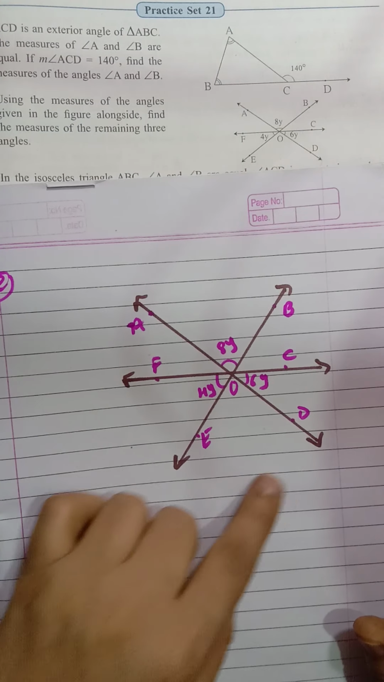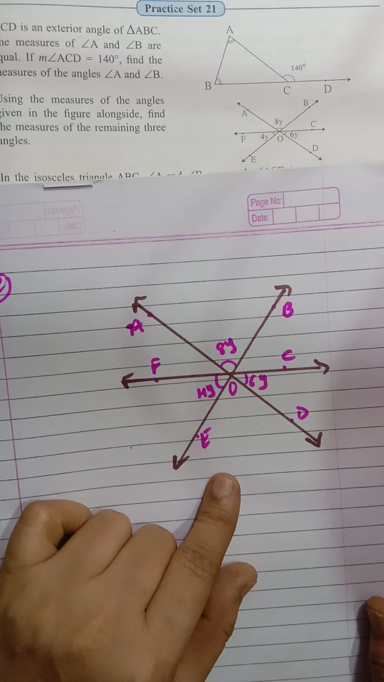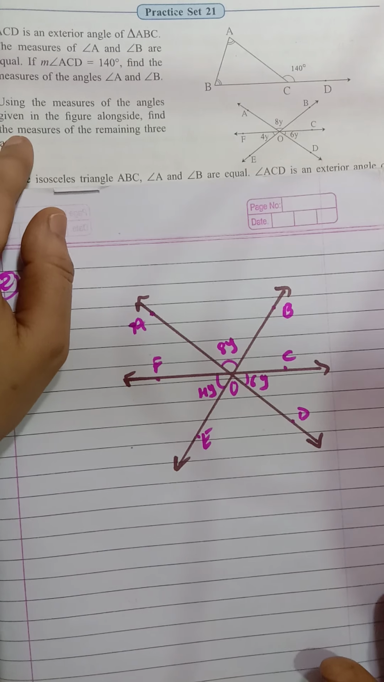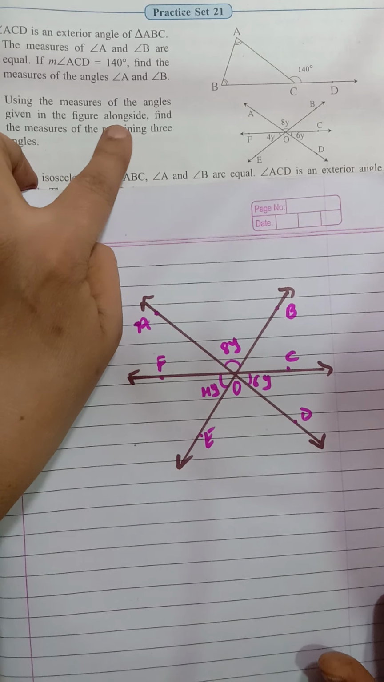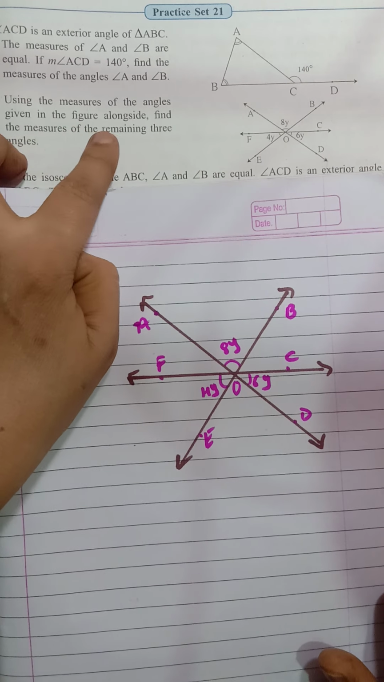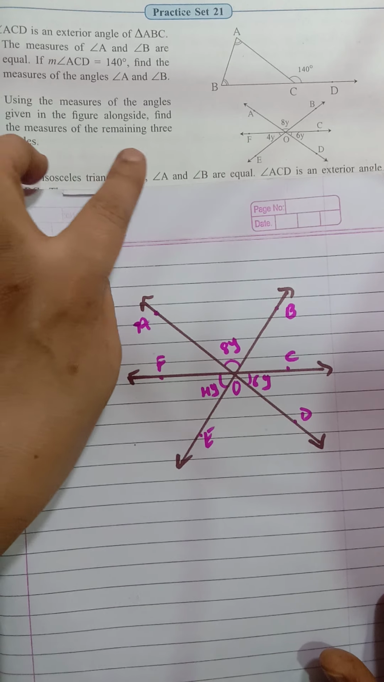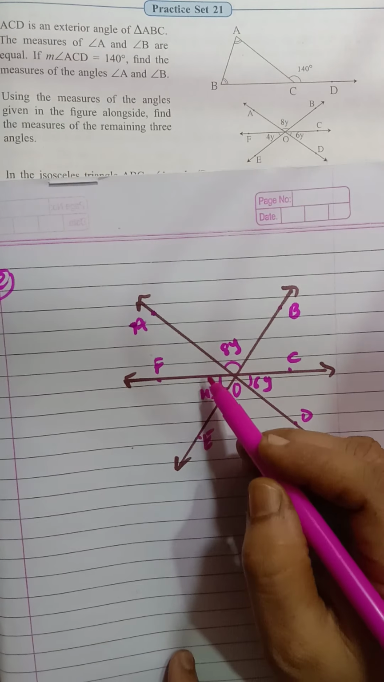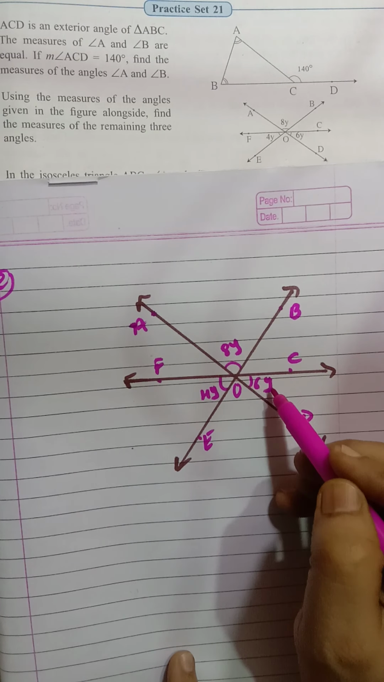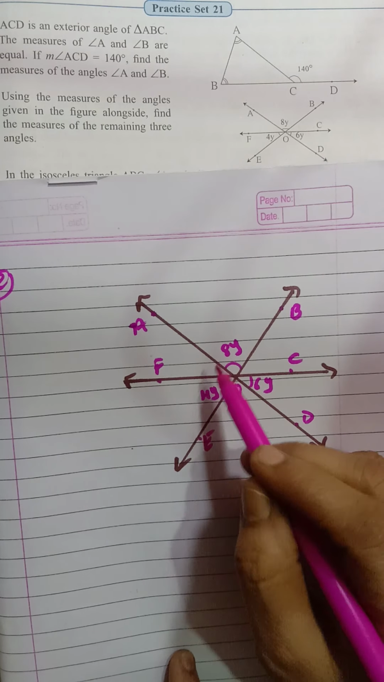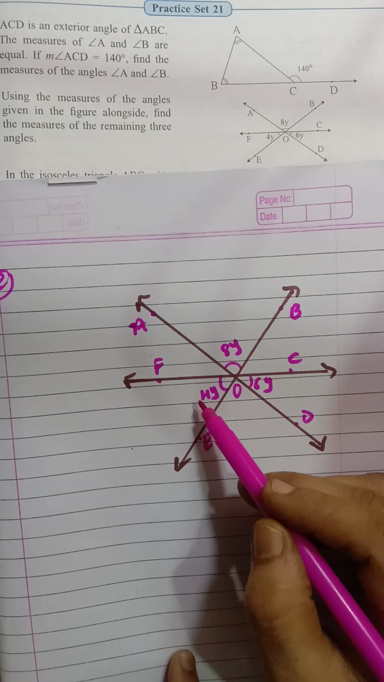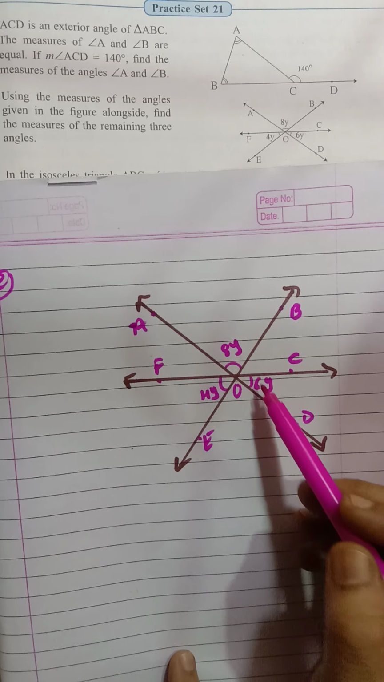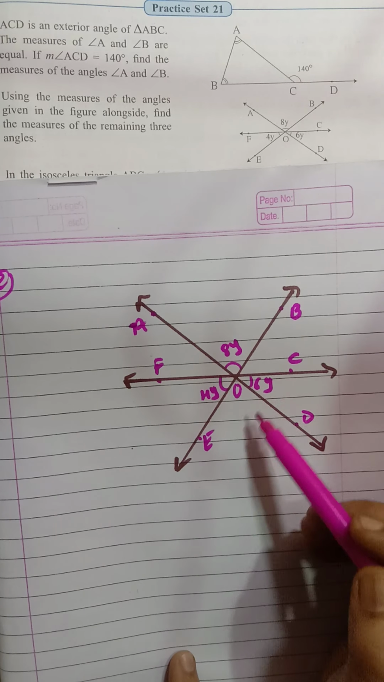Now you can see, children, for the second question I have drawn the figure. Let us read the question. Using the measures of the angles given in the figure alongside, find the measures of the remaining 3 angles. Total how many angles are there? 1, 2, 3, 4, 5, 6 angles. Out of those 6 angles, they have given the measures of 3 angles, and the remaining 3 angles we have to find.